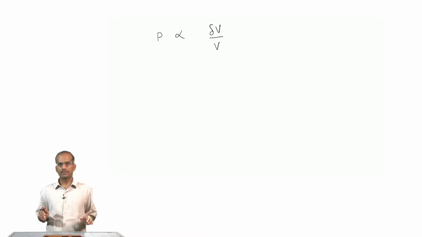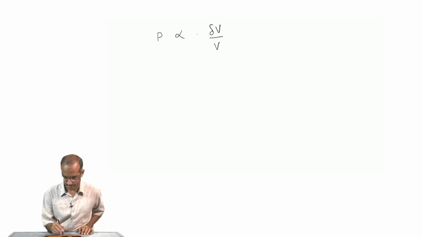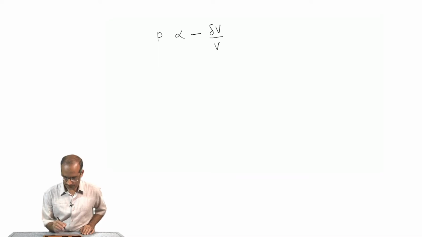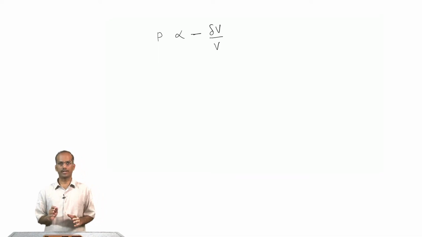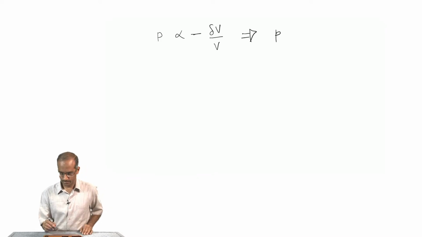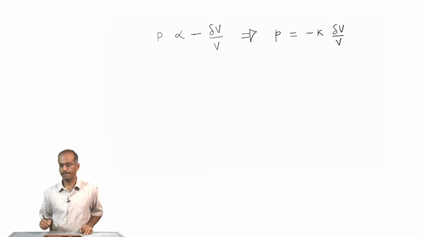and because they are inversely related, in the sense that an increase in volume corresponds to a decrease in pressure and vice versa, you will need a minus sign here. And of course, we can replace this proportionality by an equality. So, you can say that the change in pressure P is equal to minus some k times delta V by V.